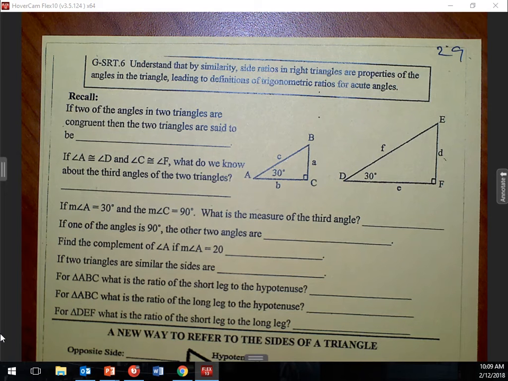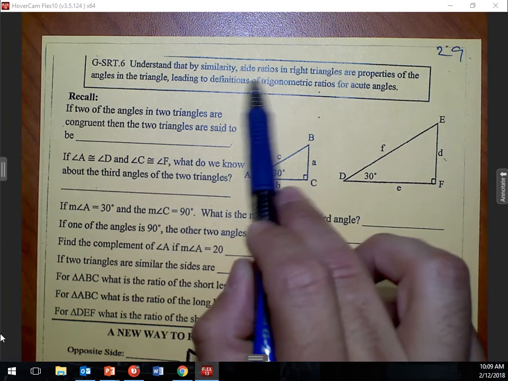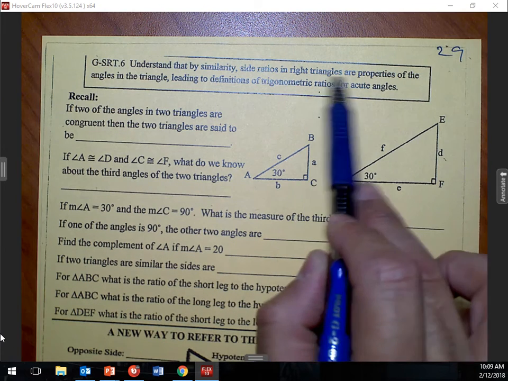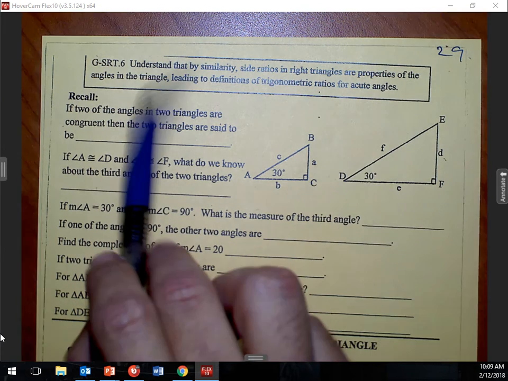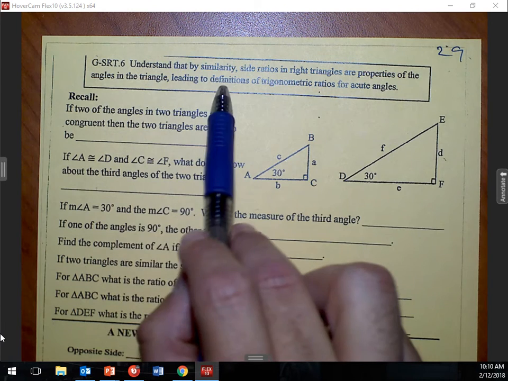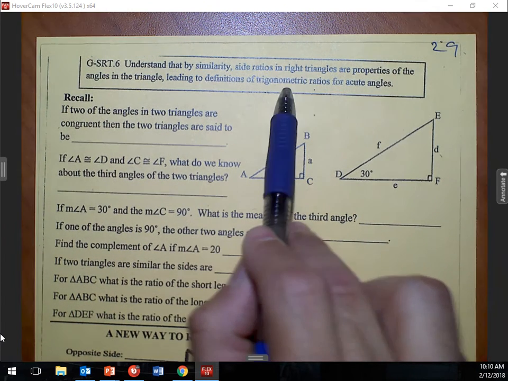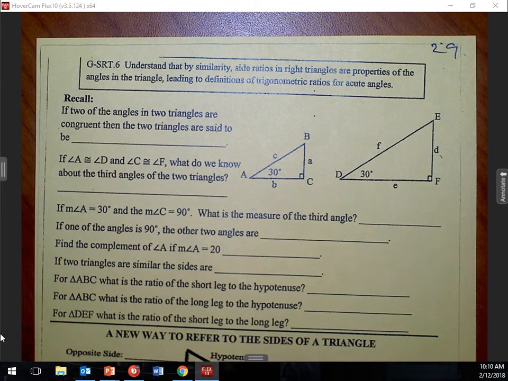All right, so for today we're actually starting trigonometry. We're going to go through and do a lot of identification of these triangles. Understand that by similarity, side ratios in right triangles are properties of the angles in the triangles, leading to definitions of trigonometric ratios for acute angles. Now, I just said a whole lot. I'm going to explain it. It's not going to be that bad.